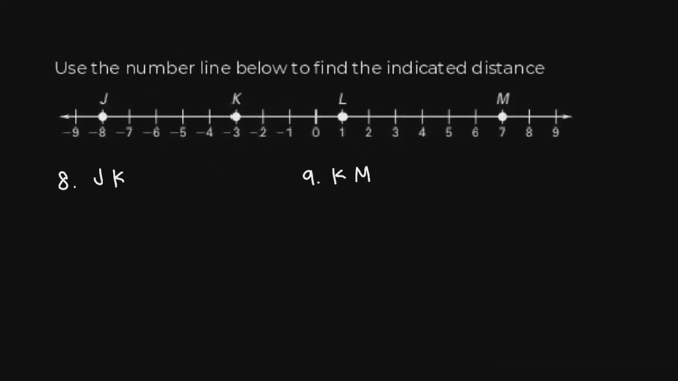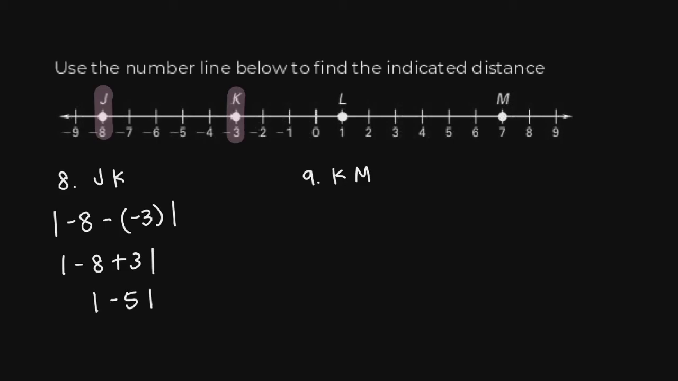Okay, and the last type of problem is using a number line to find the indicated distance. So this is where we're going to use the ruler postulate. To find JK, J is here and K is here. So we're going to take the absolute value of J, which is at -8, and subtract it from K, that'll be negative 3. So then we get negative 8 plus 3, which is the absolute value of negative 5, so that means the distance is 5. And if you look at the number line and count, you can count 1, 2, 3, 4, 5 spaces.